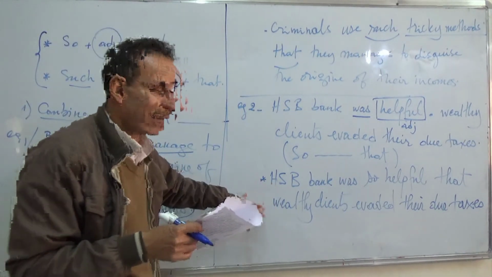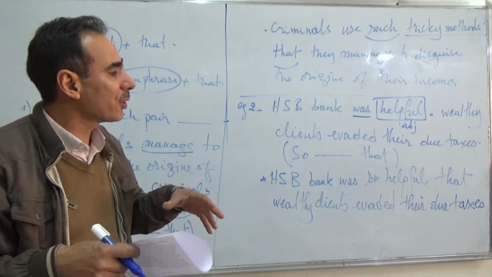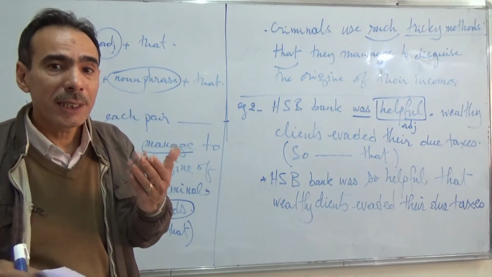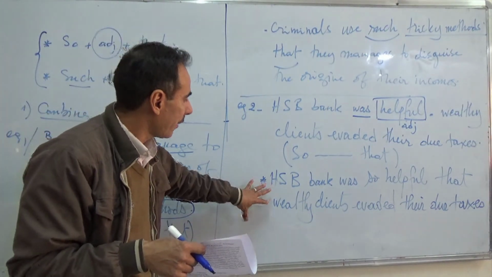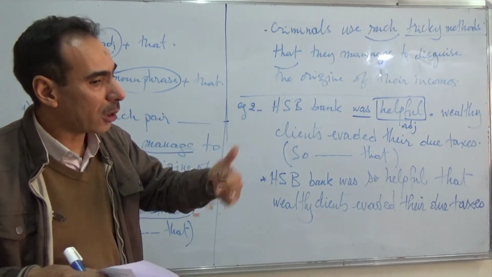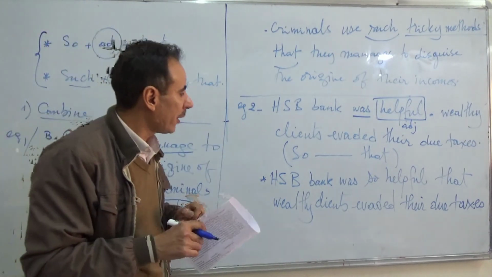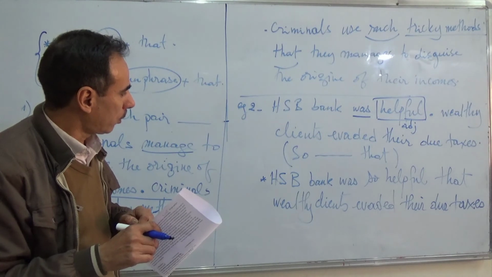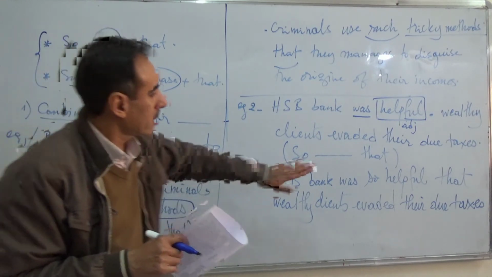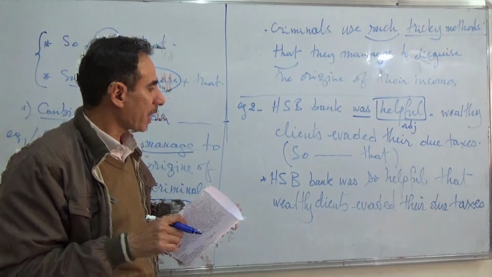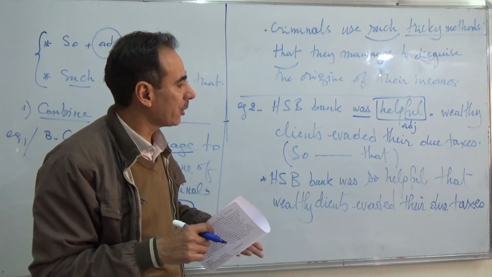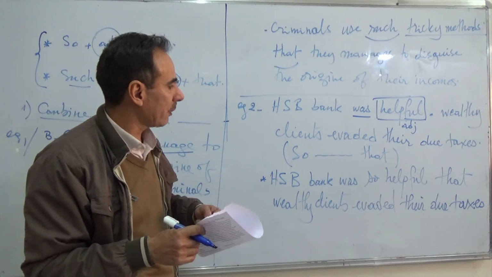Sometimes you are given such sentences and asked to rephrase them using other links that introduce the result. That means I can have such a sentence and be asked to write it again using so, as a result, consequently, as a consequence, and this is very doable. We can do it very easily. HSB Bank was helpful, so wealthy clients evaded their due taxes. As a result, wealthy clients evaded their due taxes. Consequently, wealthy clients evaded their due taxes.